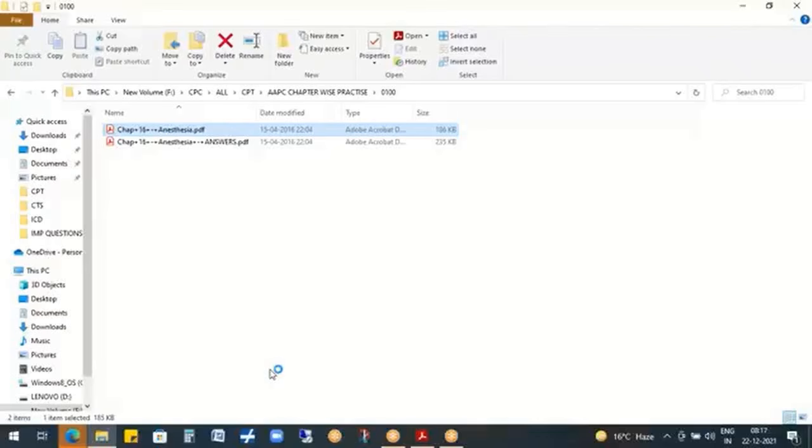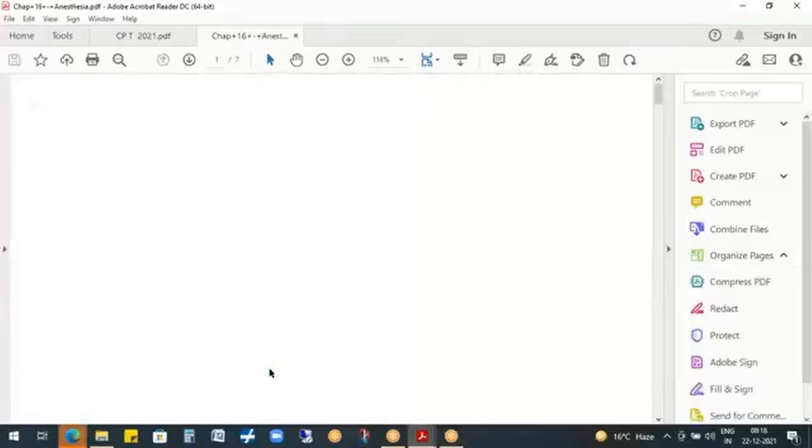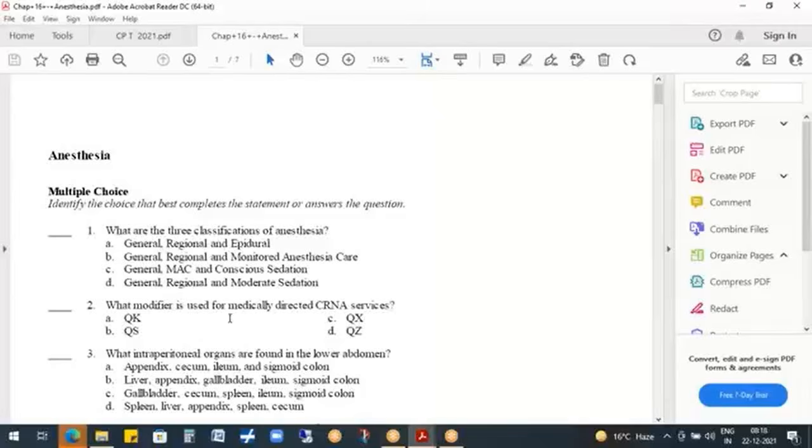Now, can you check what is the formula for the anesthesiologist? How does he get payment? Base plus time plus modifying factor. You will add these three. You will get total units into conversion factor. In that, how will you calculate the time? When he is preparing the patient to induce anesthesia, that is the start time. When he left the patient, that is the end time.